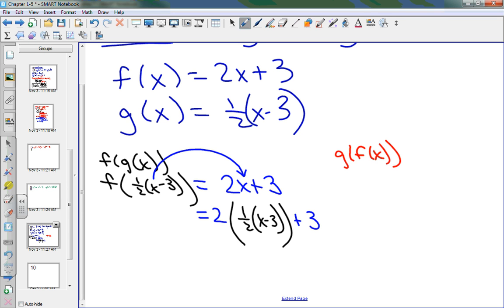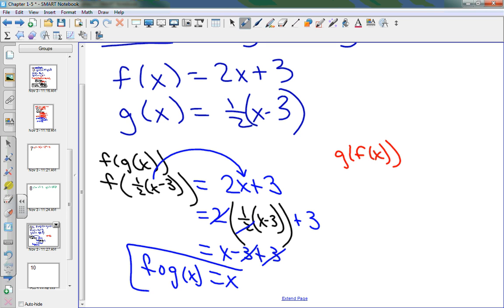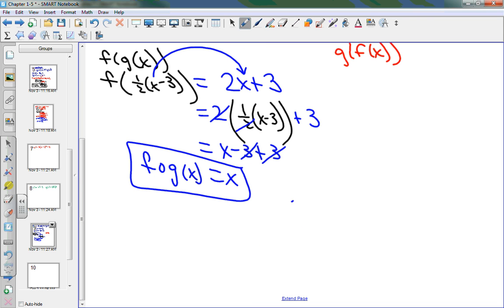What happens to the 2 and the 1/2? These cancel out, and I'm left with x minus 3 plus 3. Those cancel out, and I'm left with x. This is f of g of x, and it is equal to the value x. You really have to do this.